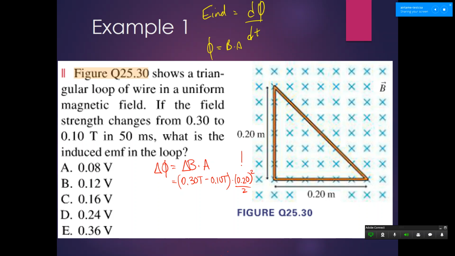How do you determine the area of a triangle? What's the formula for it? Base times height divided by 2. And in this case, your base and your height is the same, so that's why I just squared it. Make sure everything's in meters, everything's in seconds.